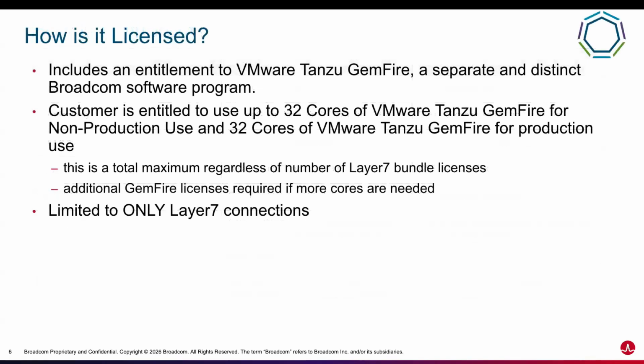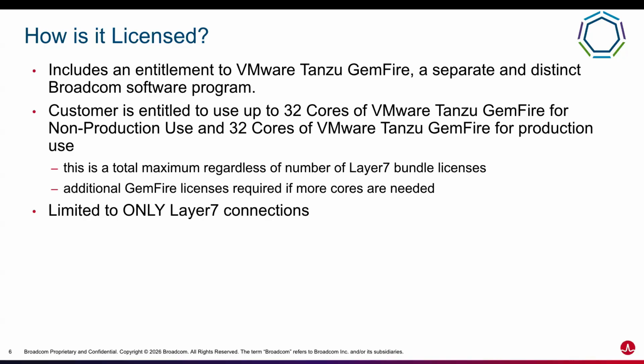So how do you gain access to this? Since Tanzu Gemfire is a completely separate and distinct product, we have included entitlement for you to gain up to 32 cores of non-production and 32 cores of production for your use. This is a total maximum, regardless of the number of Layer 7 bundle licenses that you have access to. Whether you have 5 or 500, you're still maxing out at 64 cores.